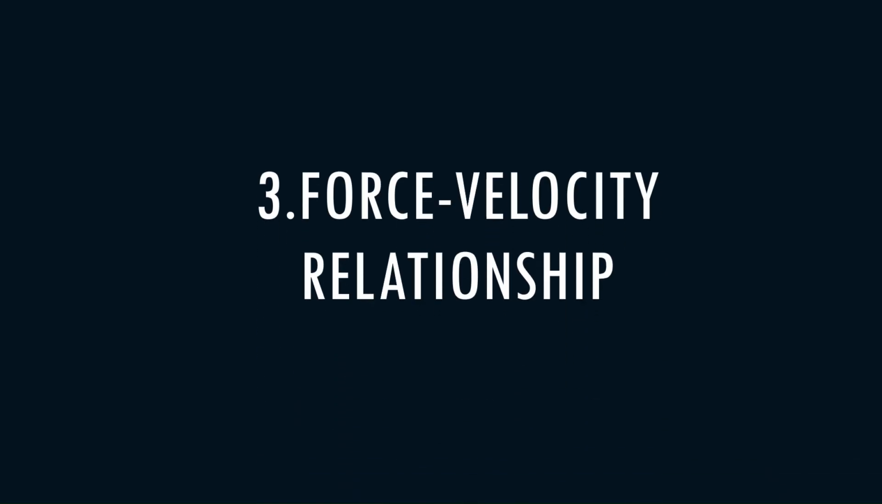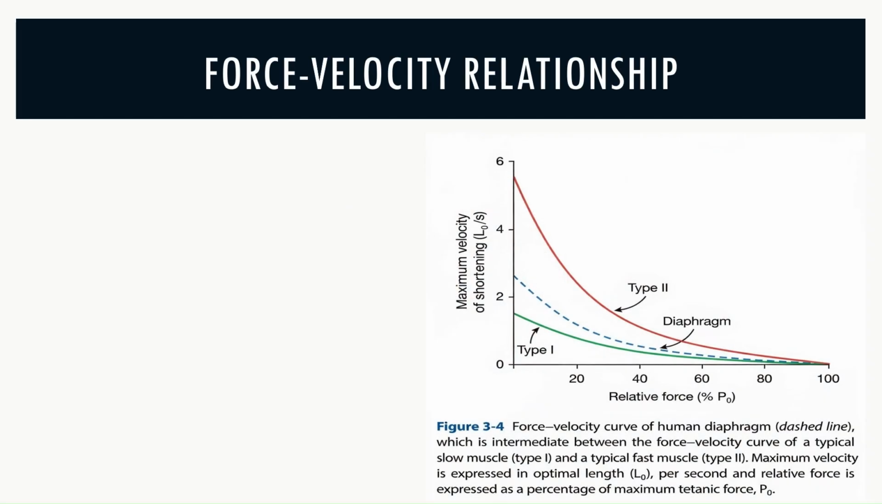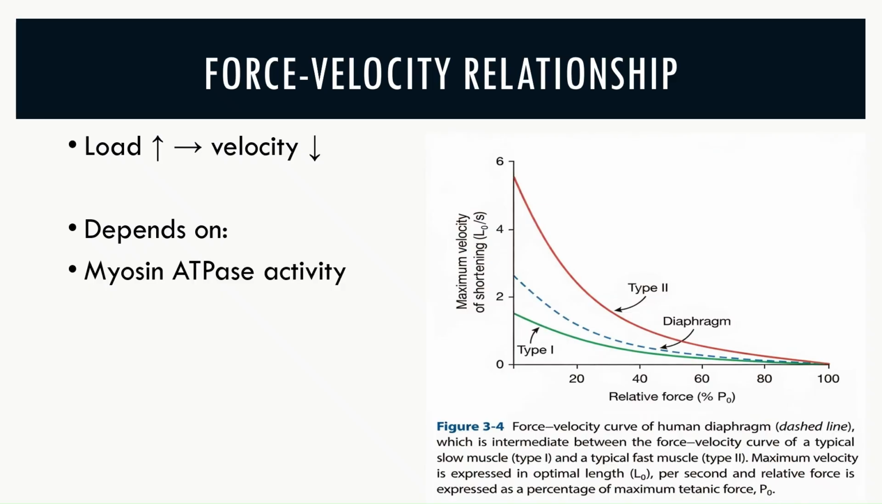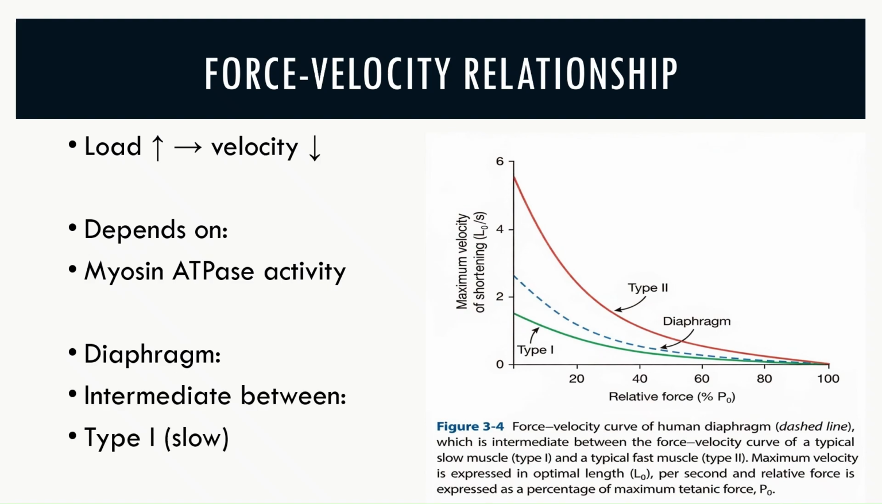Force-velocity relationship. The force-velocity relationship shows that contraction velocity decreases as load increases. This relationship is determined by myosin ATPase activity. The diaphragm exhibits intermediate characteristics between slow and fast skeletal muscle fibers.